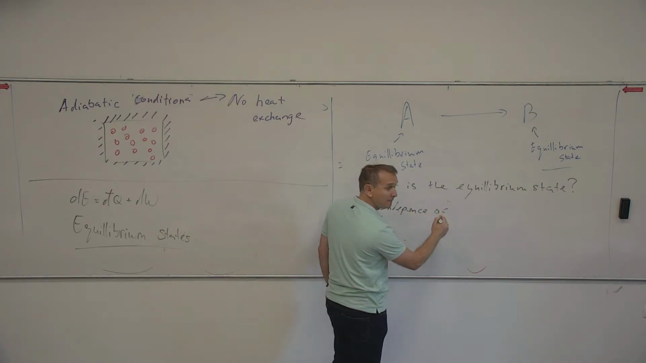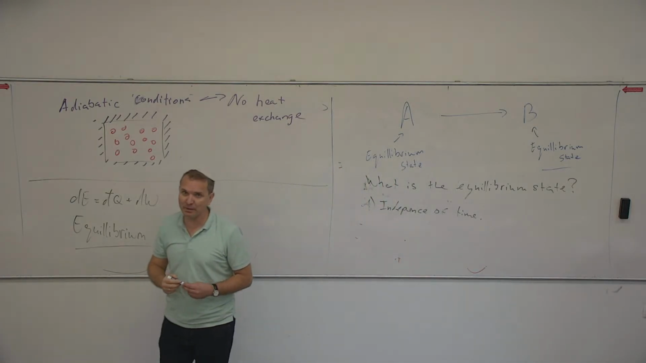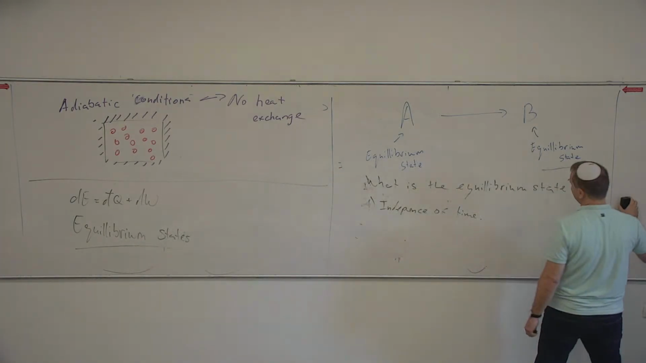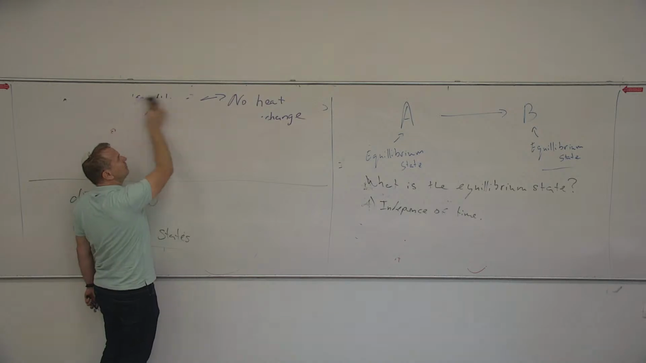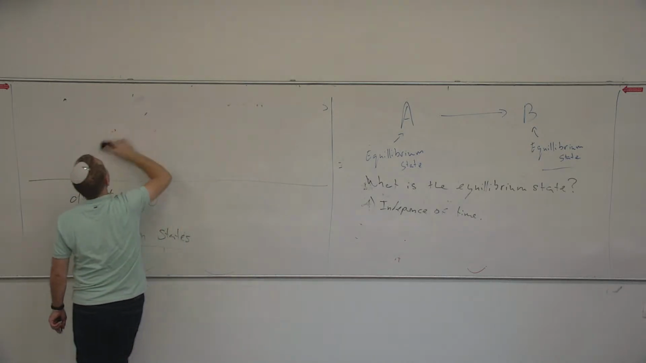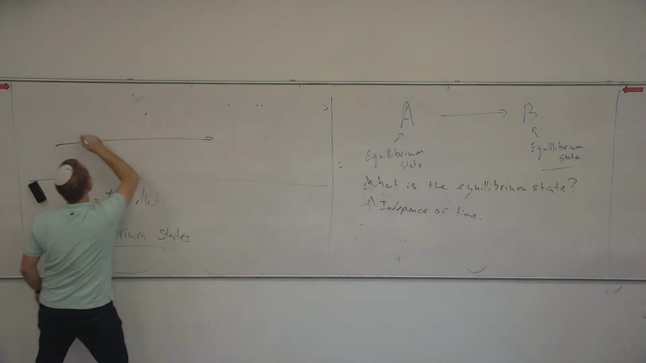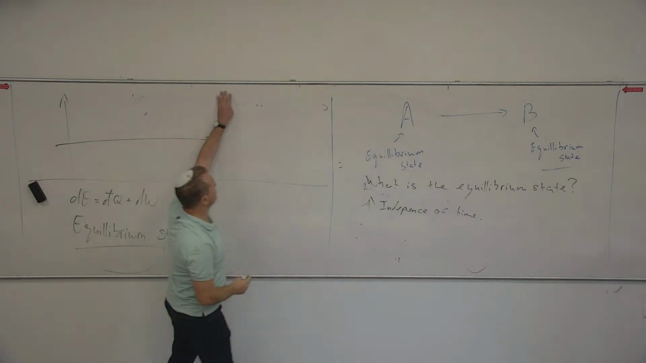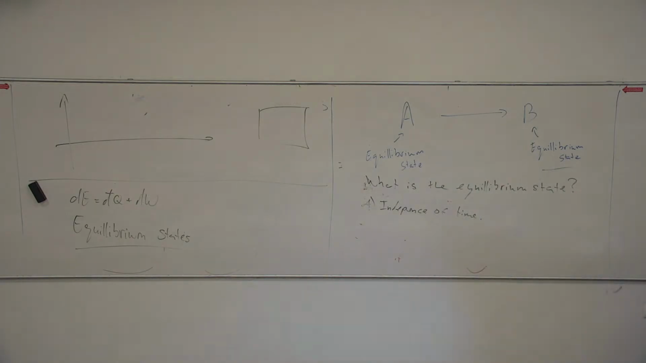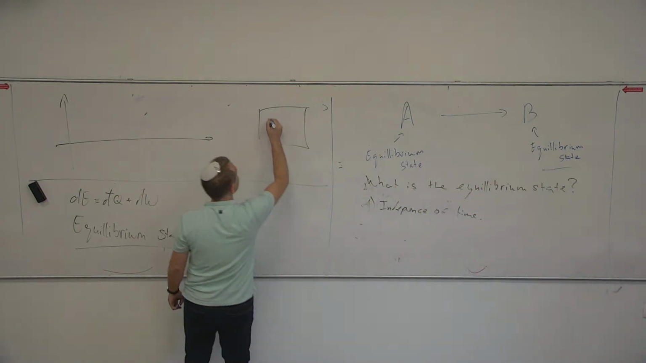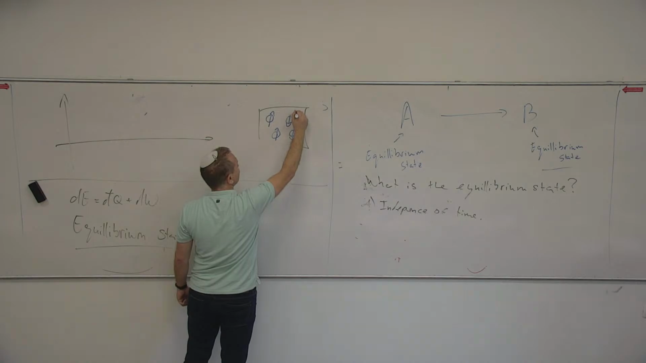Are we talking about statistical equilibrium or thermal? Great question. So what do I mean by independence of time? Let's assume that I have a magnet, or a bunch of metal. This is a metal. And inside those metals, there are atoms and there are electrons, and they're doing whatever they are doing.